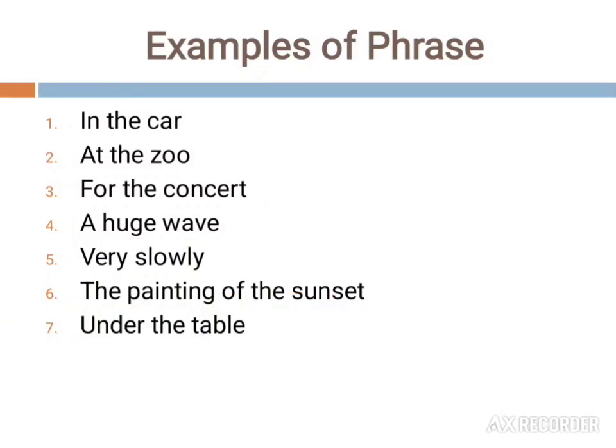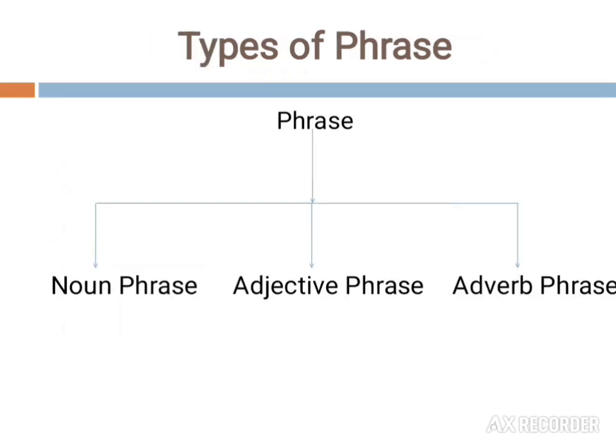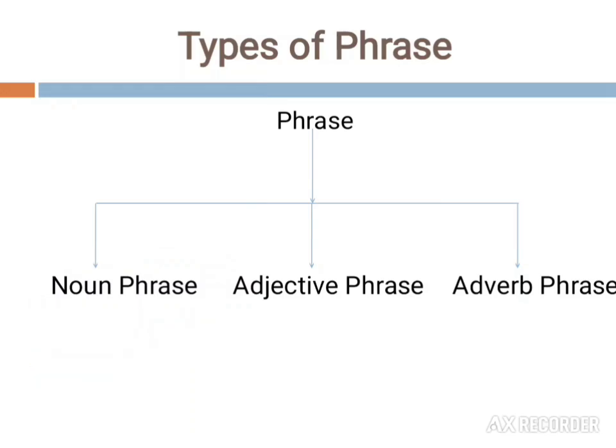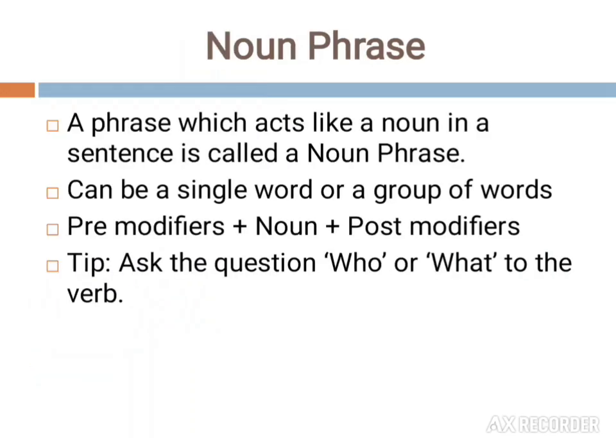Phrases are a very simple topic. There are different types of phrases, and of which in this video we will be doing only noun phrase because I do not want to make a longer video. So the different types of phrases are noun phrase, adjective phrase, and adverb phrase. Noun phrase, again a very simple topic which we are going to complete in the same video. Now let's move on to the noun phrase.